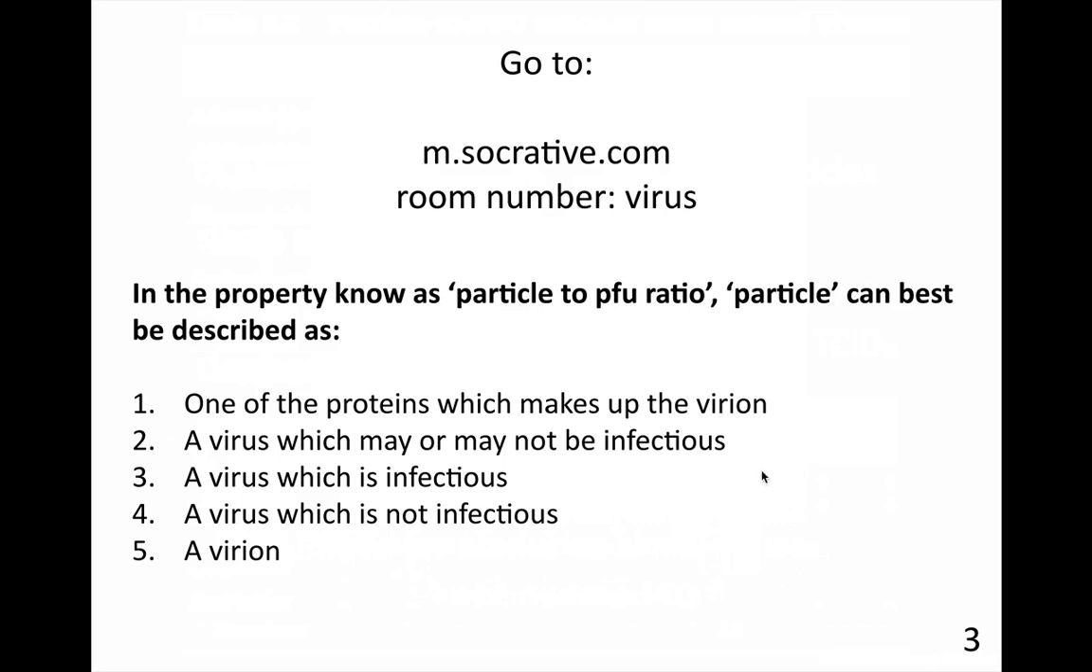The answer is a virus which may or may not be infectious. The particle makes no implication about infectivity. It's just a physical virus particle, and the ratio of that to infectious particles is what the particle-to-PFU ratio is. Because when you count particles, for example, by electron microscopy, you have no way of knowing if they're infectious or not, and that's simply what a particle is.